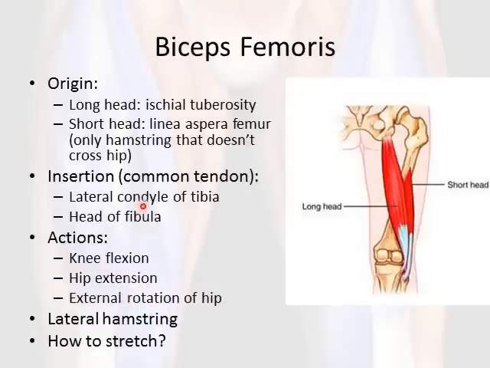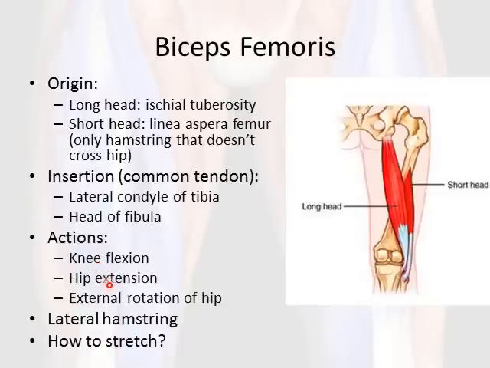A couple things that you want to do is be able to differentiate between the actions of the lateral hamstrings, which is the biceps femoris, and the medial hamstrings, which are semitendinosus and semimembranosus. So they're all going to be knee flexors.